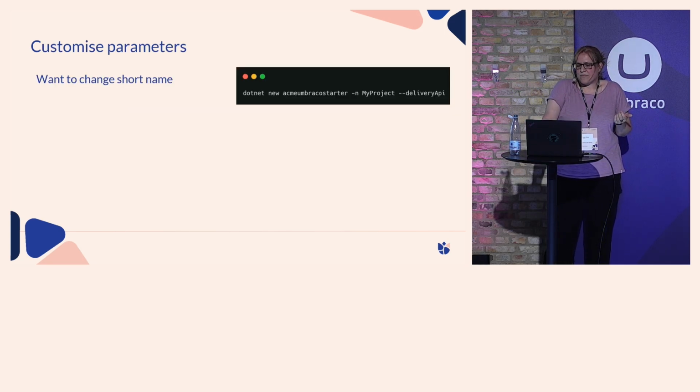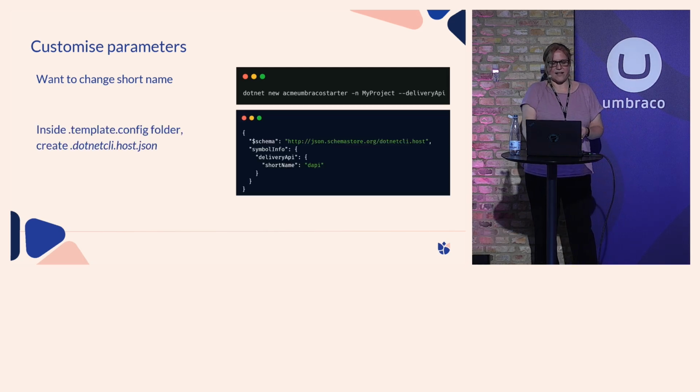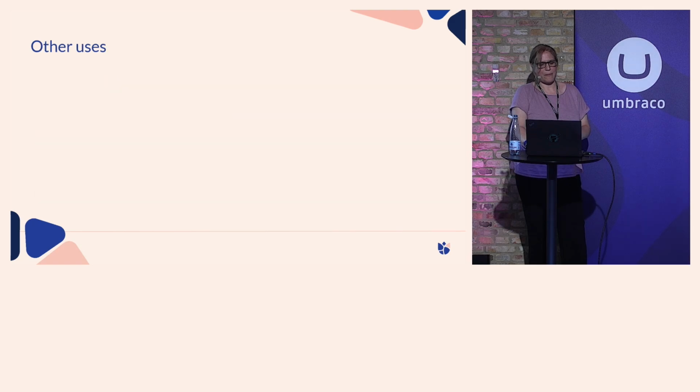You can customize parameters, so you might decide that your --delivery-api or the short name -de, which is what it is by default, isn't what you want. So you can create a .NET CLI host JSON file, and we're going to decide to change the short name to be dappy because it sounds fun. And then reinstalling the template, of course, then you can use -dapi.